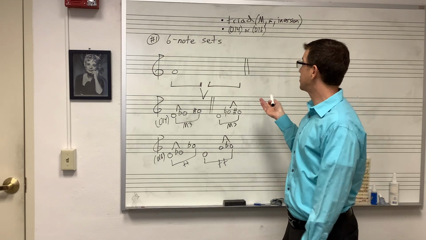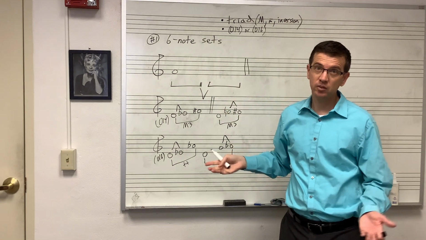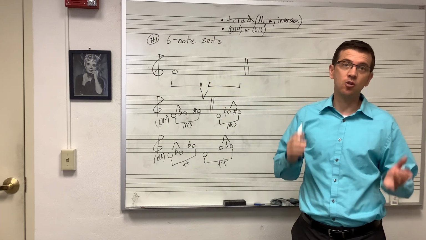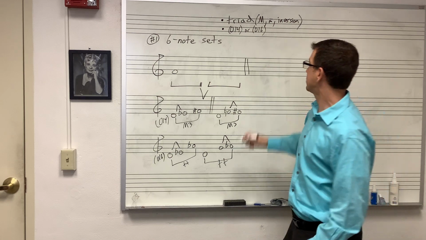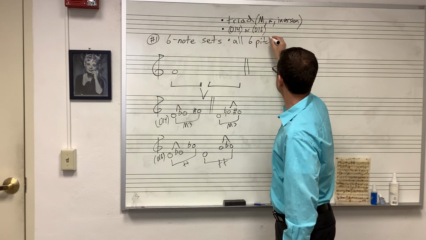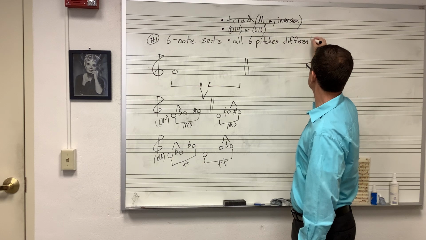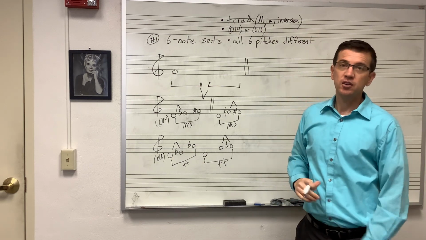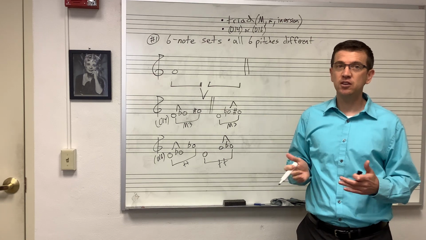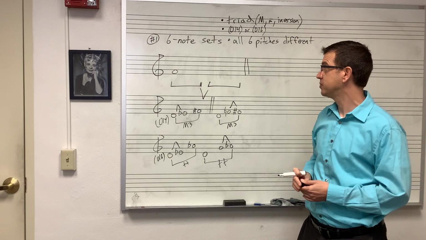So out of the 6-note set, one of these will be a triad, major or minor. It could be an inversion. One of them will be either a 0-1-4 or a 0-1-6. And then lastly, all 6 pitches will be different. There will be no duplicates. So if you do the 6 notes and then you come up with 2 that are the same, you did it wrong, because there's no way that I will repeat a note. It will be 6 different pitches.